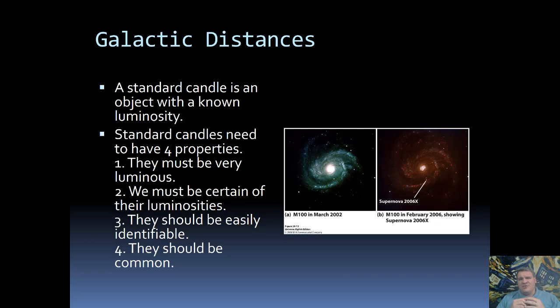Second, we need to be certain of its luminosity. If there's any guess or error in determining the luminosity, then there's guess and error in figuring out the distance. So the better we know the luminosity, the better we're going to determine distance. Third, they should be easily identifiable. If you can't be absolutely certain of the thing that you're looking at, if it can be easily confused with some other object, then you don't actually know what you're looking at, and therefore you don't actually know the distance. Therefore, we need to make sure we can tell what it is. And then fourth, it needs to be common, so that no matter where we look in the sky or out in space, we're going to be able to find it so that we can figure out distances.